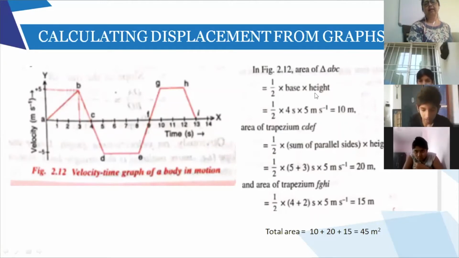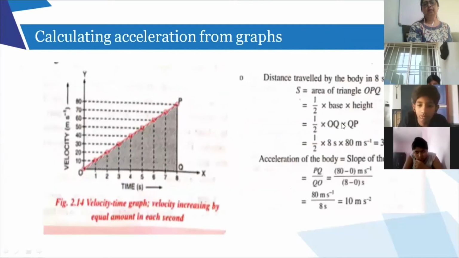You know the area of a triangle is half base into height. If you can see, the base is 4, from 0 to 4. And the height is 5. Can you see this 5? So half base into height is 10. 10 meter. Now, area of trapezium.